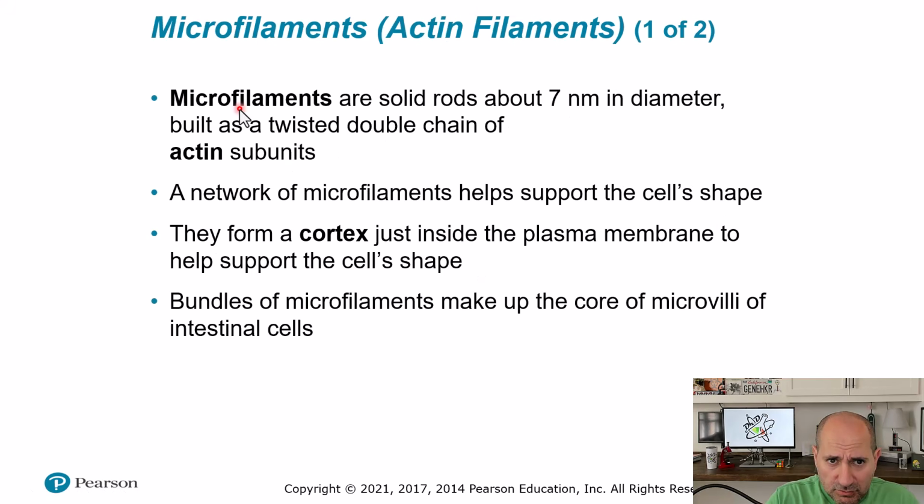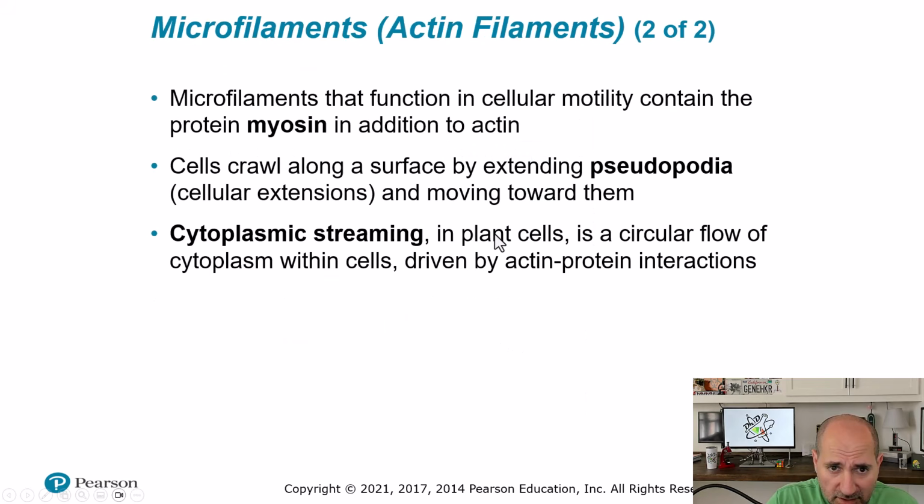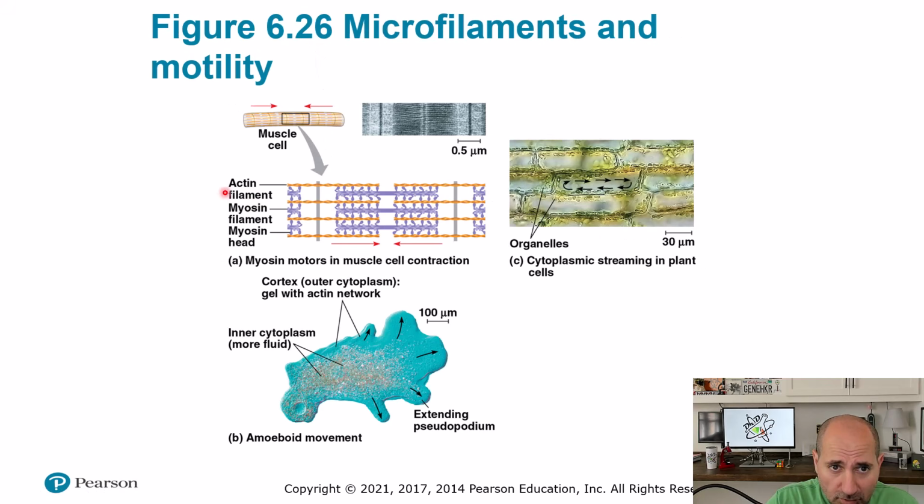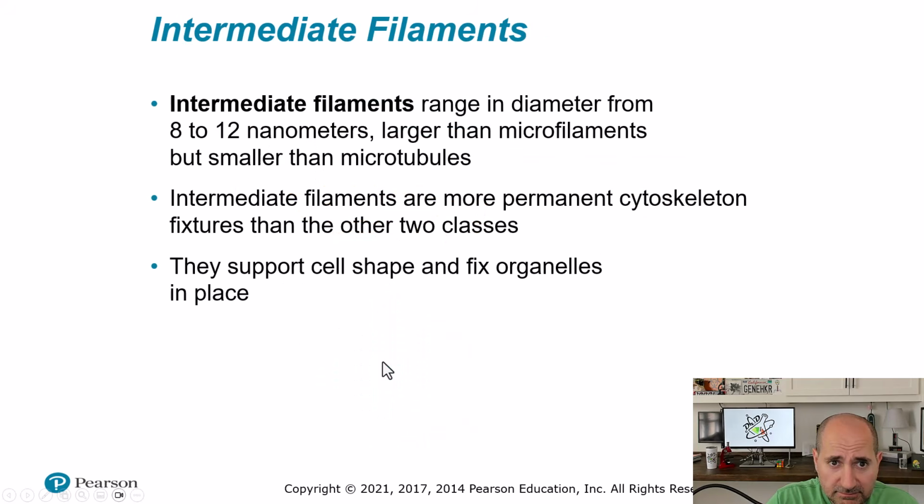Next, we talked about microfilaments, which, remember, are the thinnest of the cytoskeletal components. They are made up of actin. They form the cortex of the plasma membrane. Microfilaments are important to form the microvilli of your intestinal cells. They are important for muscle contraction. They are important in cytoplasmic streaming and pseudopod motility.